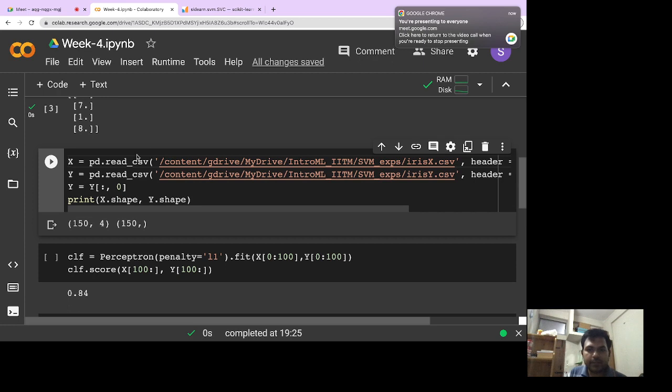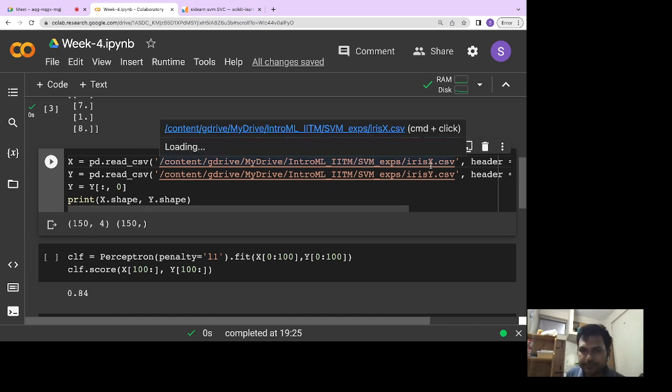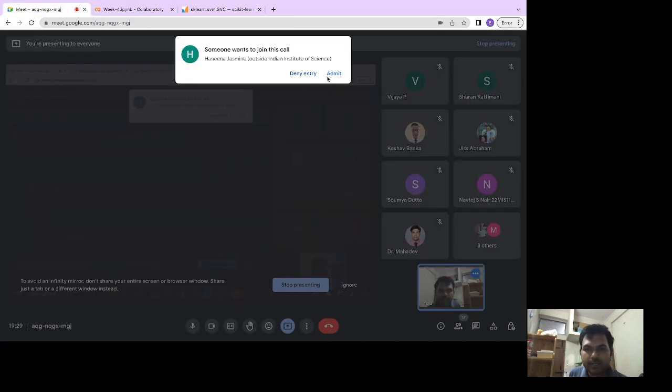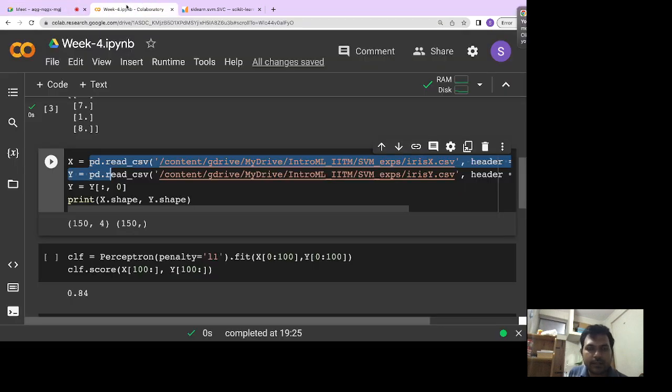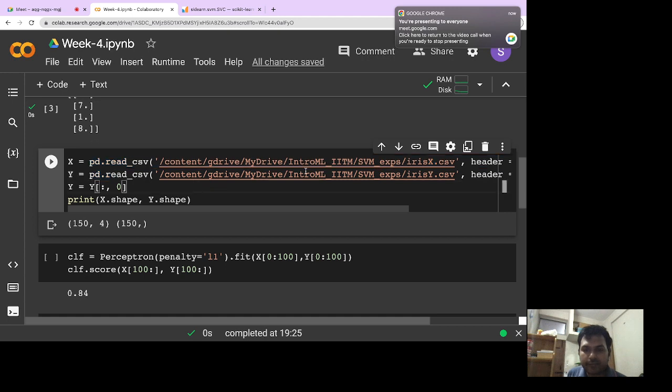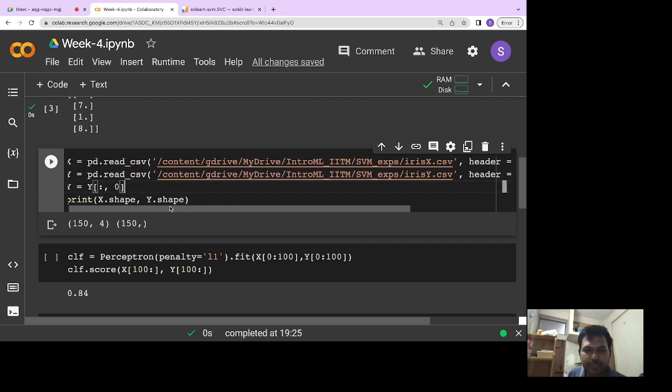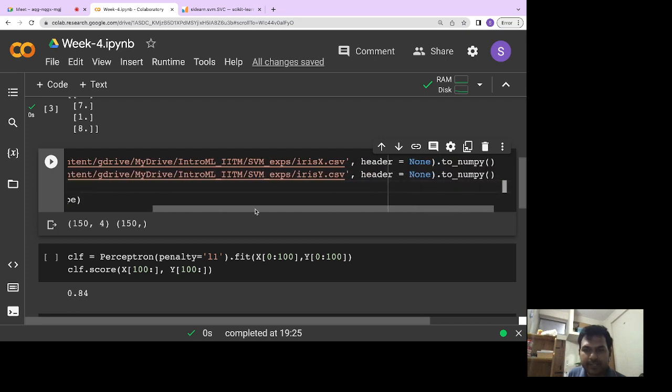Yeah. So what I've done is, if you go to that link which has been given, you will find irisx.csv and irisy.csv, and this is what I downloaded. Yeah, so I have downloaded those two CSV files into my drive, and I'm reading them. So what I'm doing is I'm reading the CSV files.